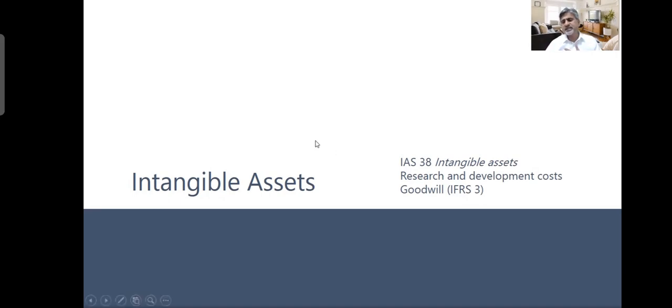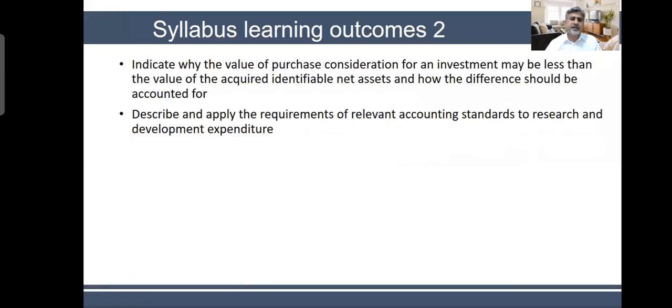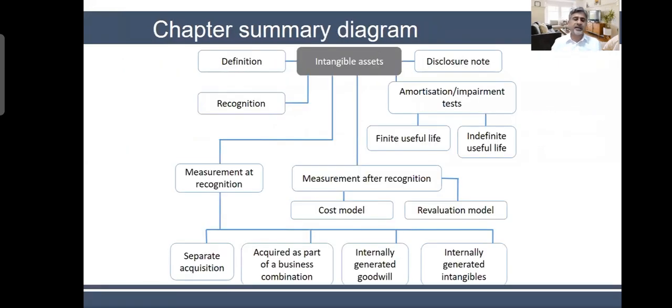So starting with IAS 38 intangible assets, what do we mean by intangible assets? These are assets which bring economic benefits for a period of usually longer than 1 year. So these are non-current and they are intangible. They cannot be touched, they cannot be seen, they cannot be felt.